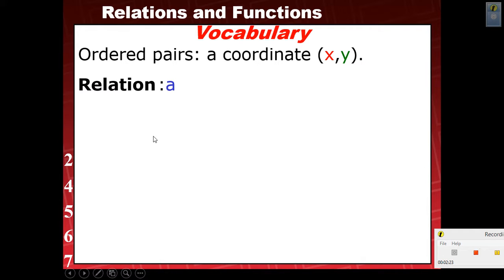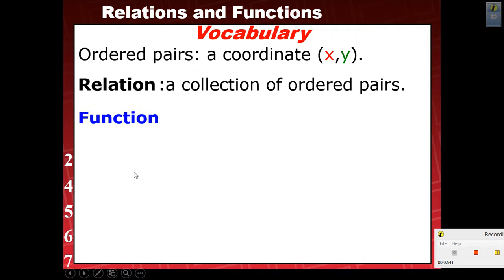From there, the next one is function. A function is a relation. The only thing specific about a function is that for every input, there's exactly one output. And you'll see, I'll give you an example of that in a little bit.